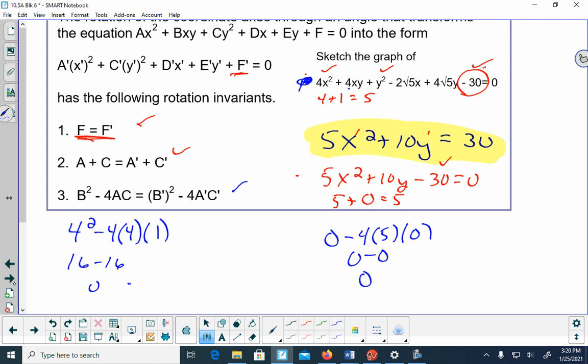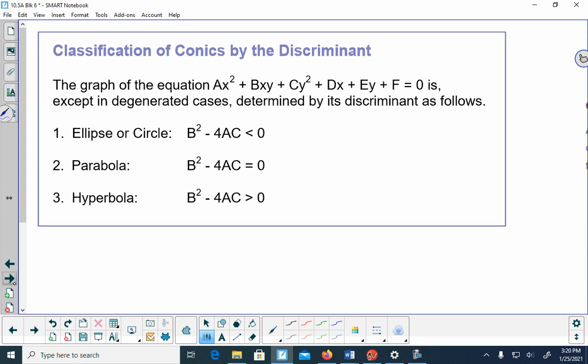Well, when I look at my chart here, if the discriminant is equal to 0, it should be a parabola, and that's exactly what I ended up with. If the discriminant is less than 0, that means I have a circle or an ellipse. If my discriminant is greater than 0, that means I have a hyperbola. So let's do another one.